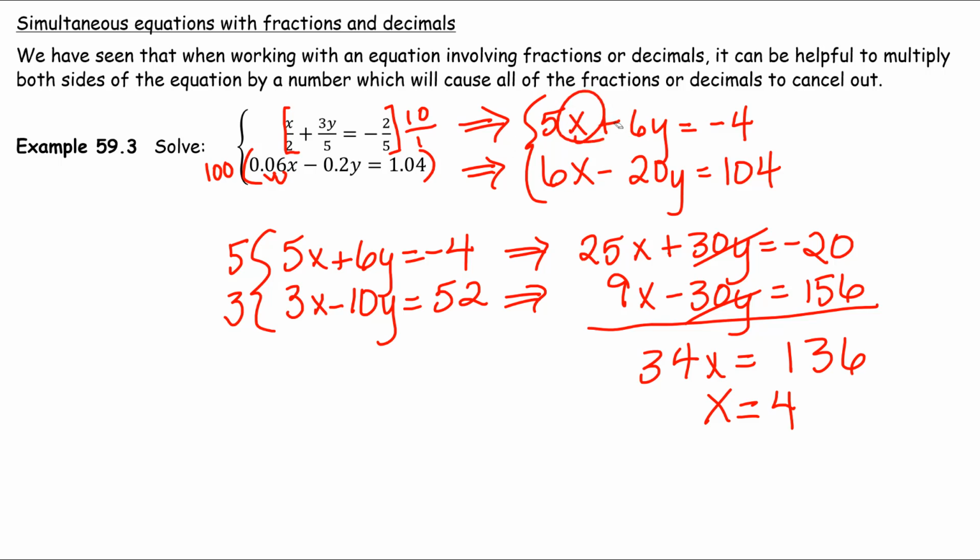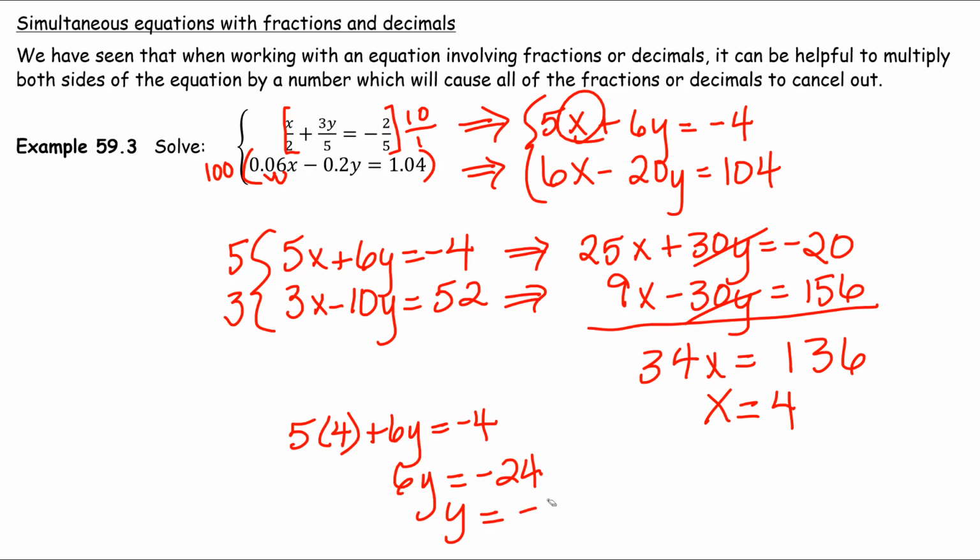I think I'll just plug it in right there at the 5x plus 6y equals negative 4. So 5 times 4 plus 6y equals negative 4. If I subtract 20 on both sides, I'm going to have 6y equals negative 24. So y is equal to negative 4. And so the point where these two lines cross, the solution to this system of equations, is (4, negative 4).